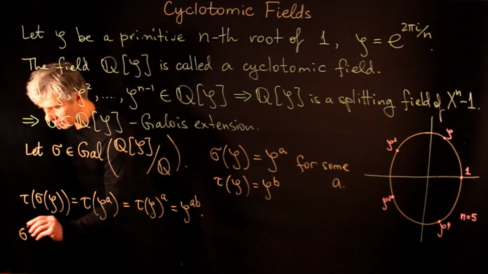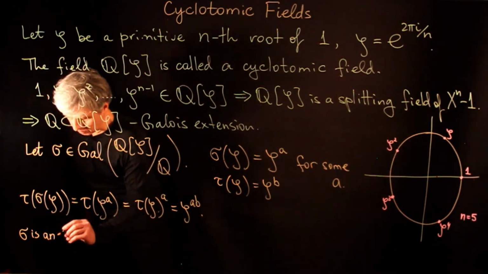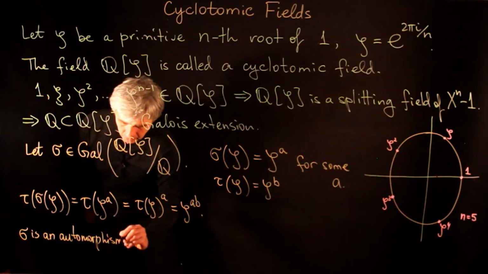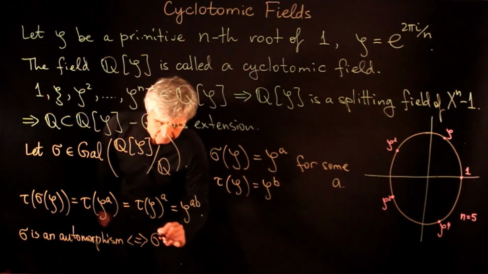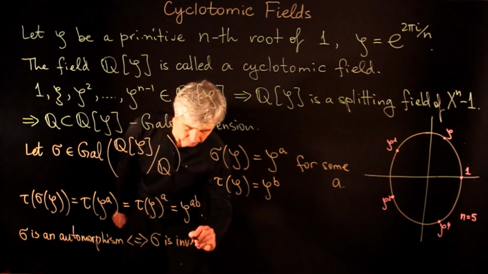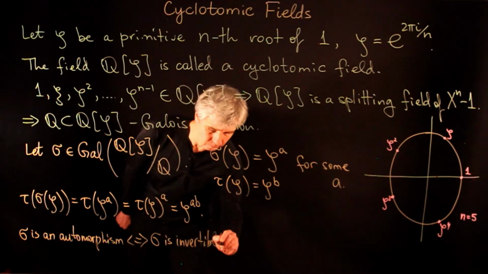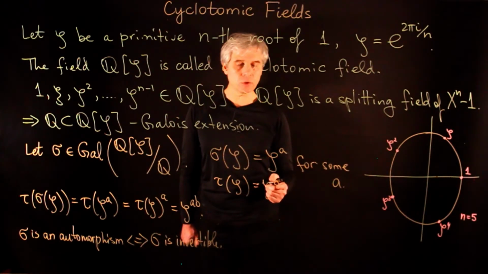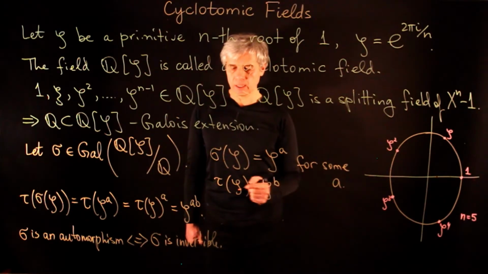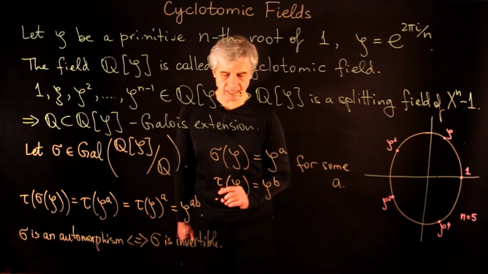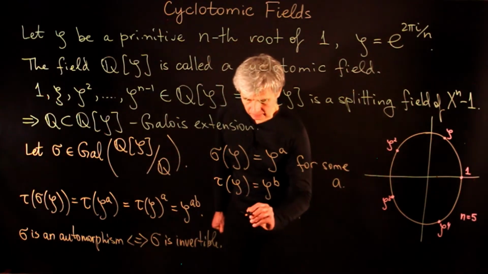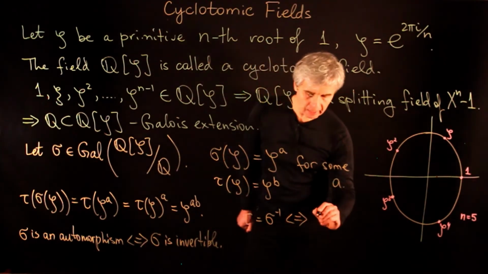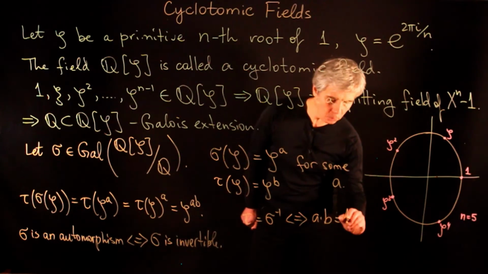So we have that sigma is an automorphism if and only if sigma is invertible. Suppose tau is the inverse of sigma. Let us determine what are the conditions on a and b such that the composition of tau with sigma is identity. And then we see that tau is the inverse of sigma if and only if a times b is equal to 1 mod n.